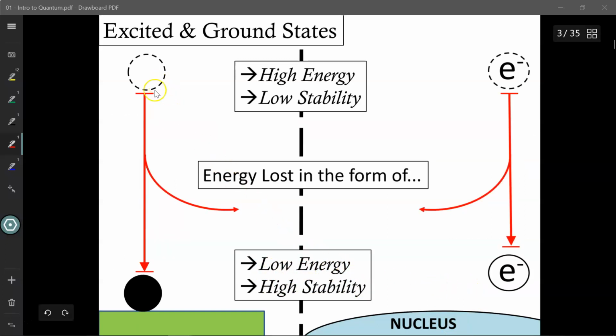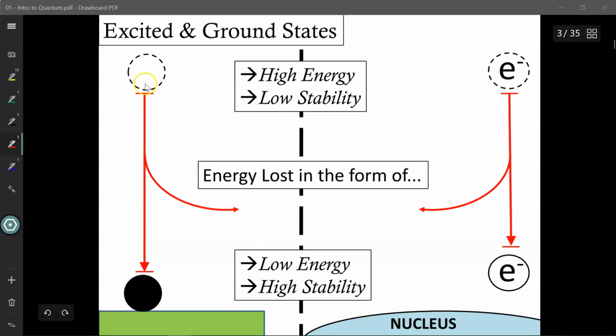So as the bowling ball falls to the ground, it goes from being unstable to more stable, from a low stability state to a high stability state, or as we like to call it, its ground state. However, that also means that the bowling ball goes from a high energy state to a low energy state. And if you recall, the law of conservation of energy states that energy can't be created, can't be destroyed, it can only be converted from one form to another.